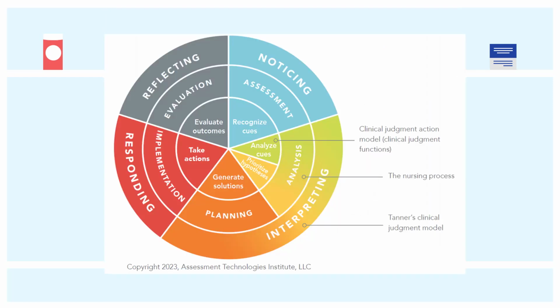Of course, we've got our ATI clinical judgment wheel. So thinking about what would tip you off that a patient is developing a viral infection? What would tip you off? What cues would you be analyzing or recognizing that a patient has a parasite? And then how do we go about making sure that the medication we're giving them for an infection is being effective?